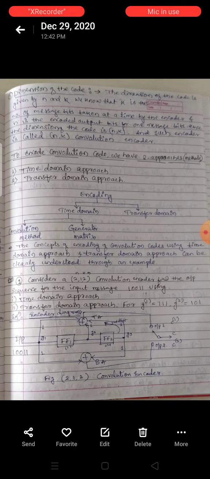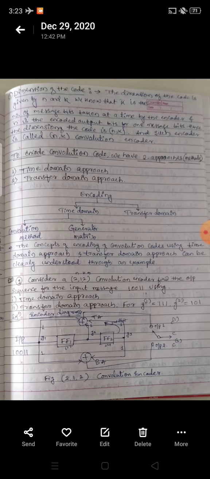Then the bottom adder is 1 0 1, meaning G1 is connected, but G2 we should not connect because it is a 0. 0 means I should not connect. Again G3 is connected to the bottom adder. That is called the generator sequence, or also the impulse response. So remember, G of 1 and G of 2 are nothing but generator sequences.